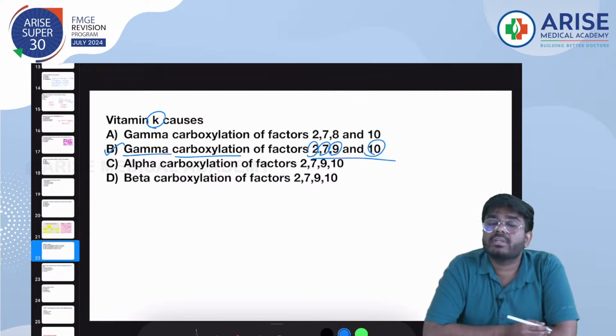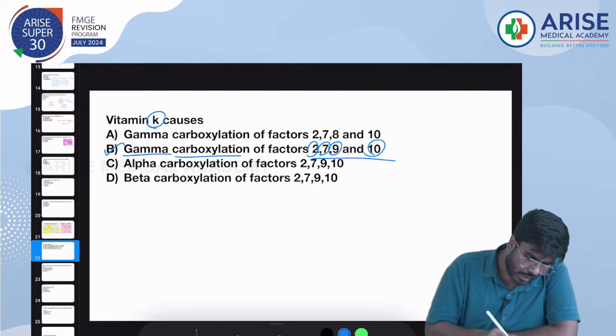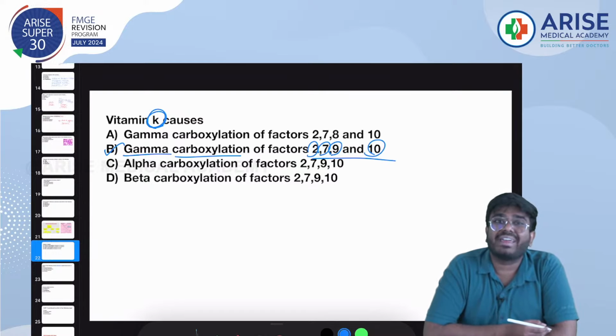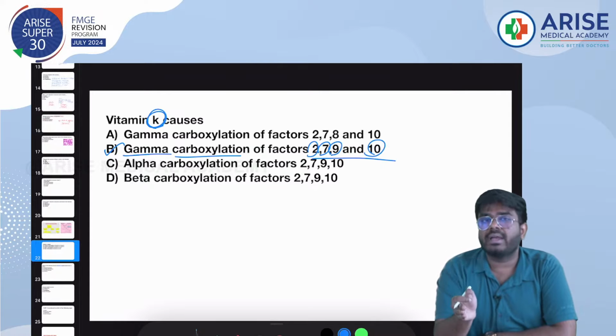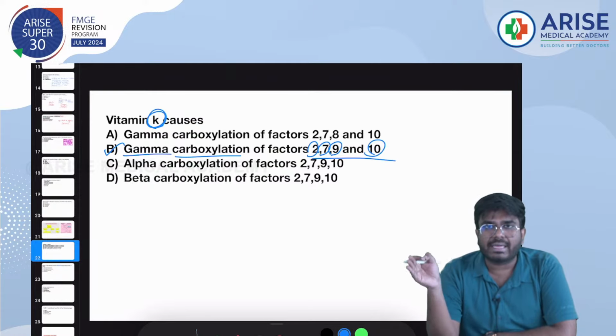And who is going to do the gamma carboxylation? That gamma carboxylation is done with the help of vitamin K, the reduced form of vitamin K. Okay, to be precise, it's the reduced form of vitamin K which is required for the process of gamma carboxylation of factors 2, 7, 9, 10.